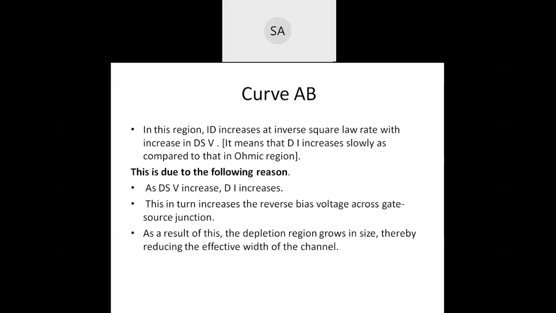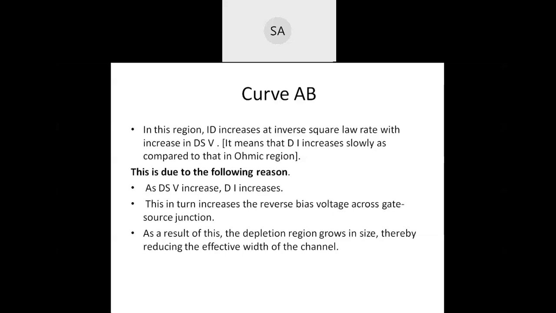So this potential is creating the reverse biasing at the gate to source. As a result of this, the depletion region grows in size. So as the reverse bias potential increases, the depletion region increases in size, thereby reducing the effective width of the channel. So that's why it reduces the width of the channel.